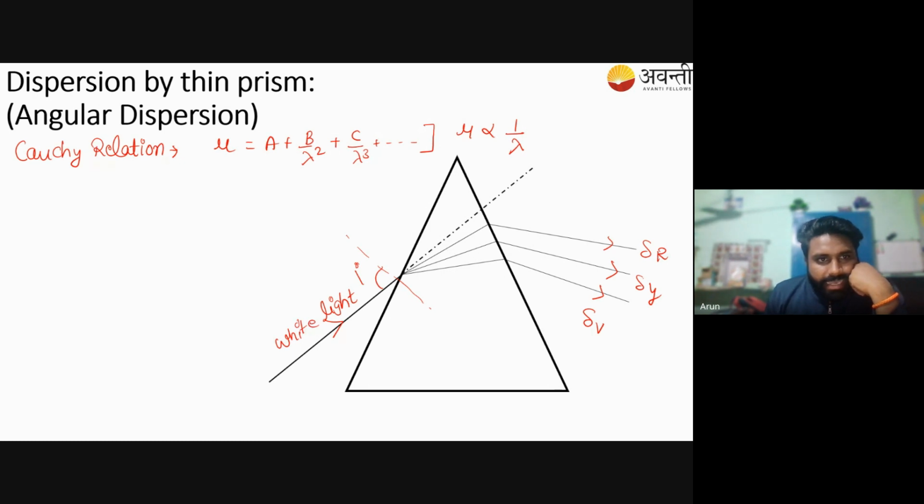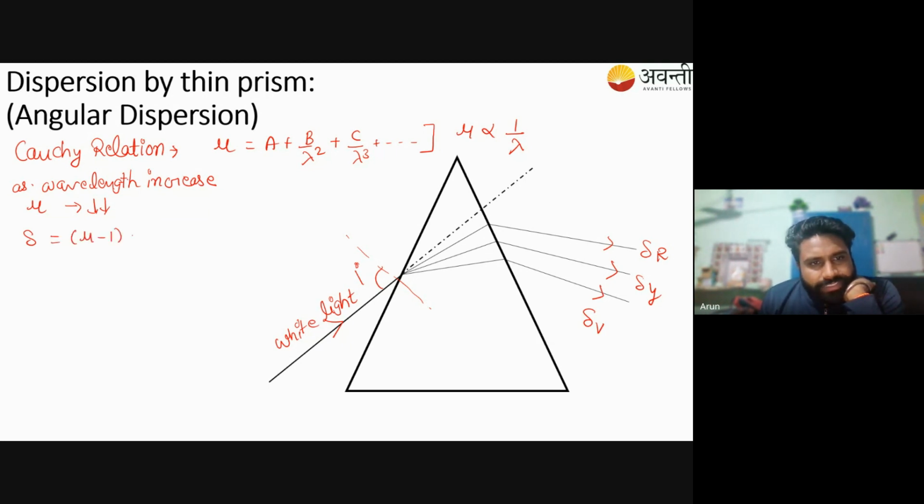Which means as wavelength increases, mu decreases, or you can say if mu decreases, then wavelength increases. And for the dispersion by a thin prism, you will get to know that this delta is nothing but (mu minus 1) times A. Which means if mu increases, then delta will also increase.